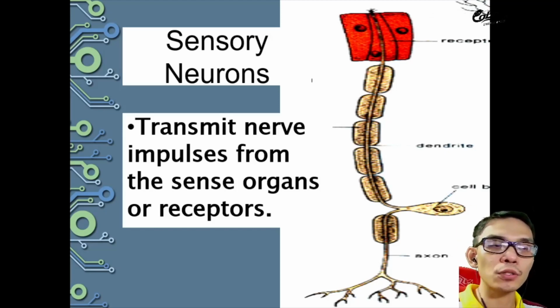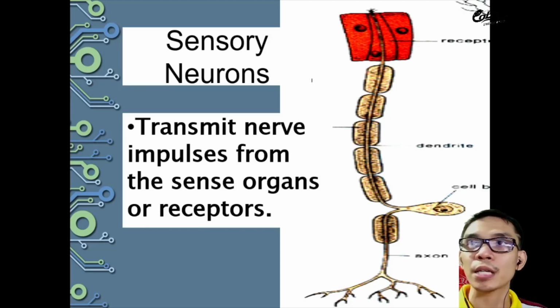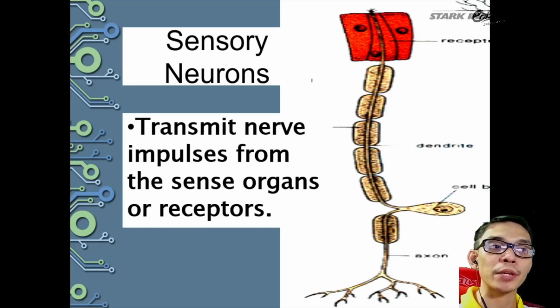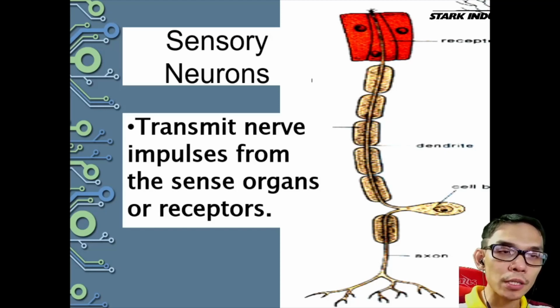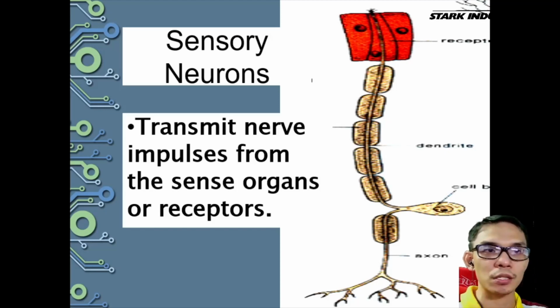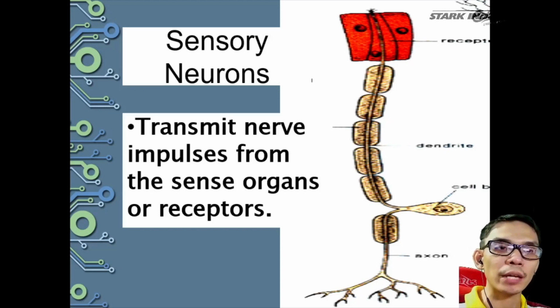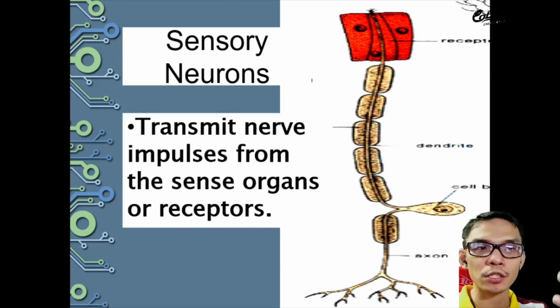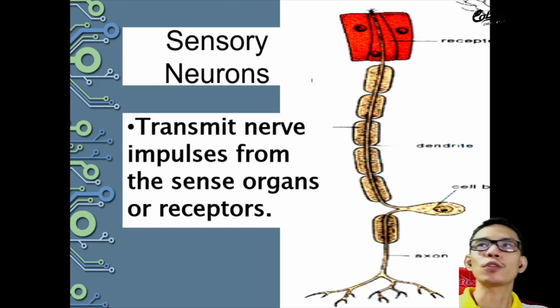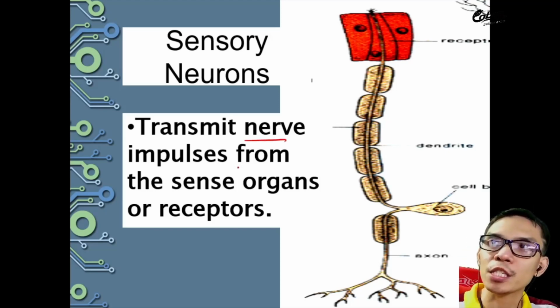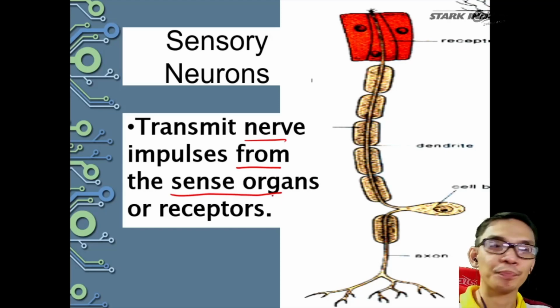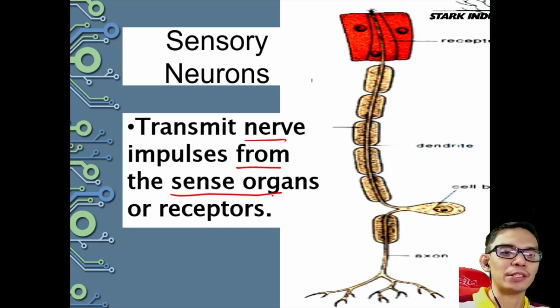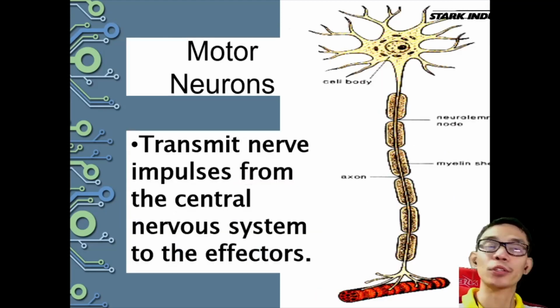The sensory neurons are neurons that are designed to transmit nerve impulses from sense organs. From the name itself, these neurons are said to be located where the sense organs are located, like skin, ears, and so forth. So they are used to transmit nerve impulses from sense organs. Next is the motor neuron.